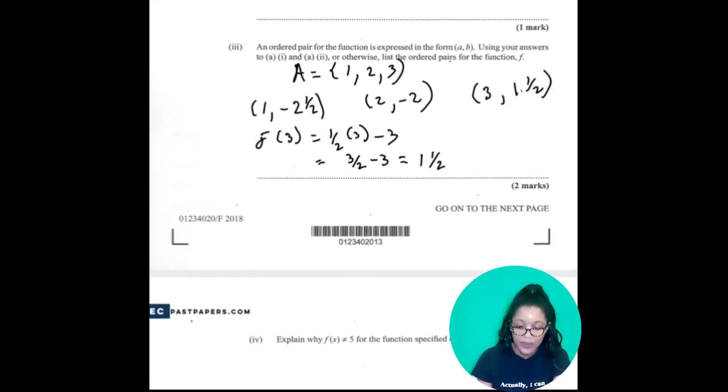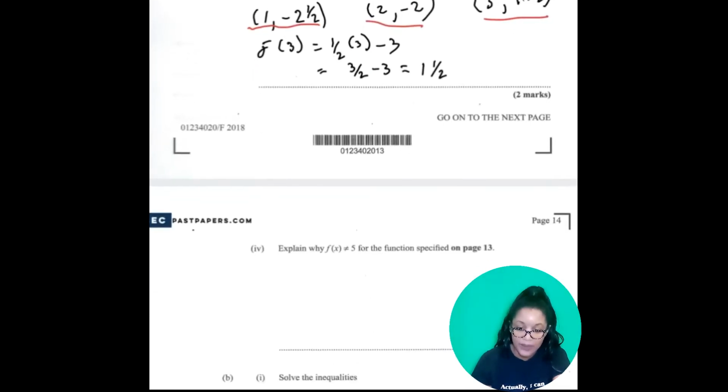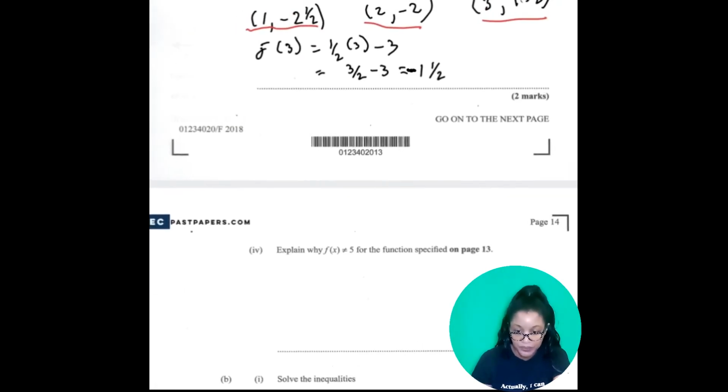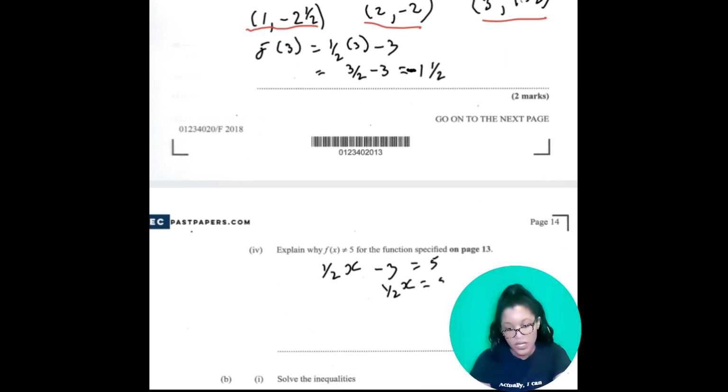So explain why f of x cannot be equal to 5. So why f of x cannot be equal to 5 for the function specified on page 13, which is the function that we use. So let's see what the value of x would be for f of x equal to 5. So let's put the function equal to 5. A half x minus 3 is equal to 5. So half x is equal to 5 plus 3, which is 8. Half x is equal to 8, so x is equal to 8 multiplied by 2. So x is equal to 16.